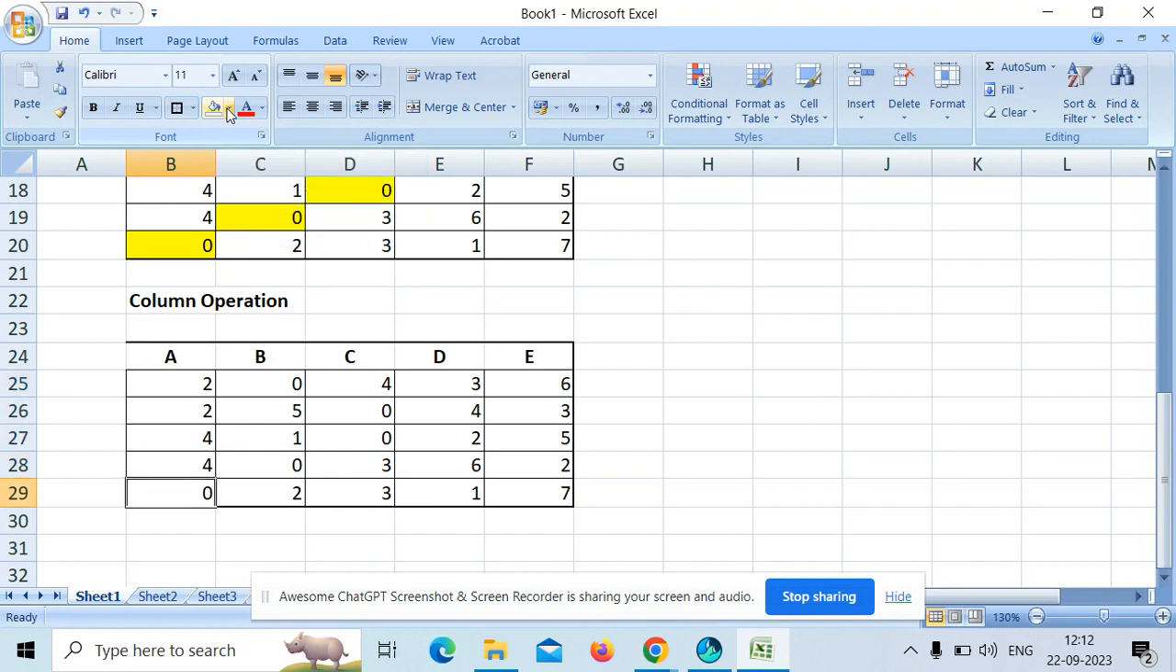Again, I'll identify the smaller number from each column. So from column B, I have the smaller number as 0. Here I have 0. Again in this column 0, in this column 1, and in this column it is 2.